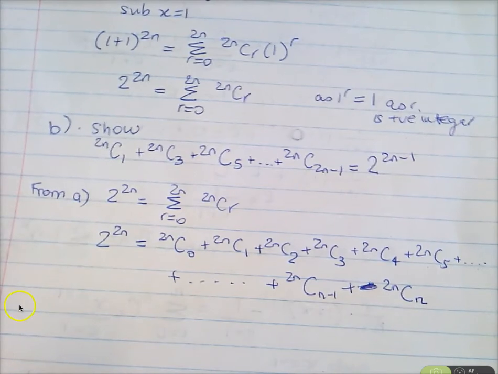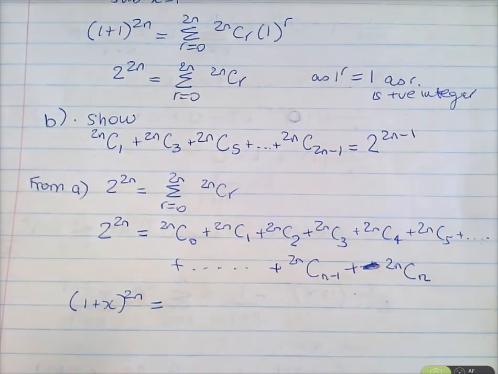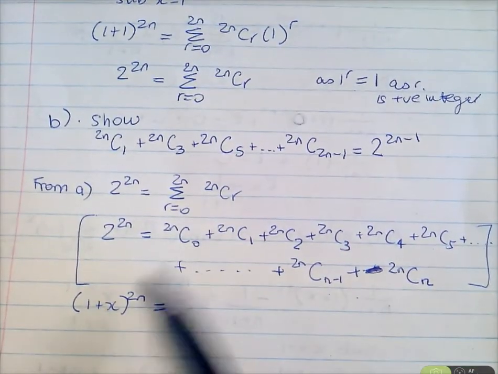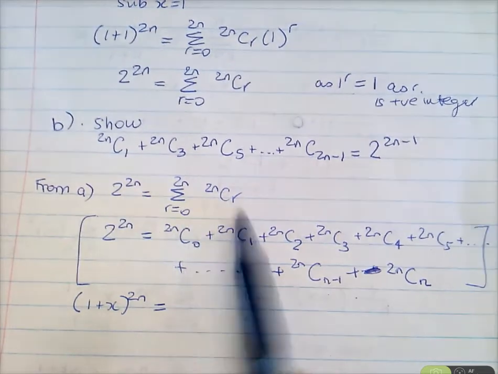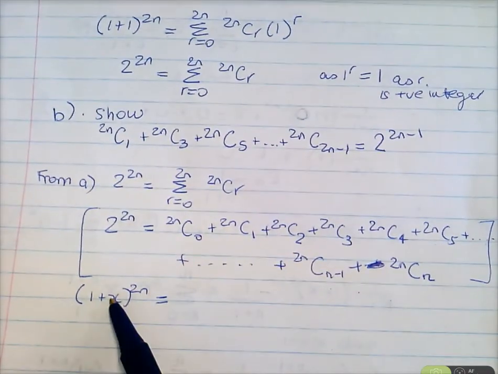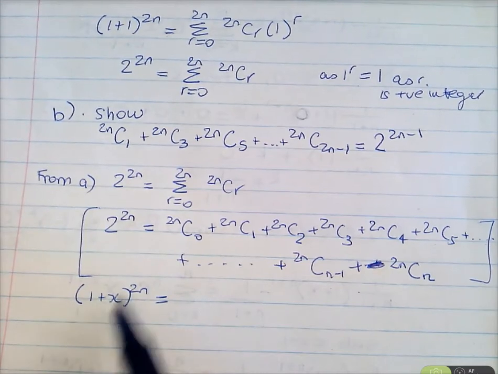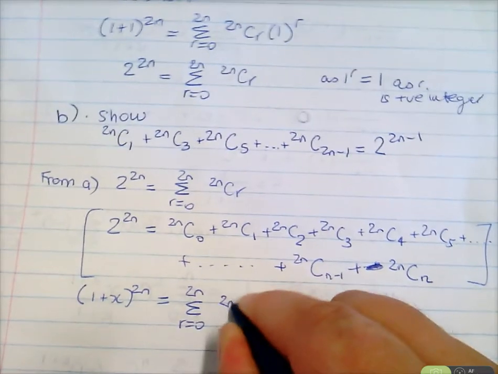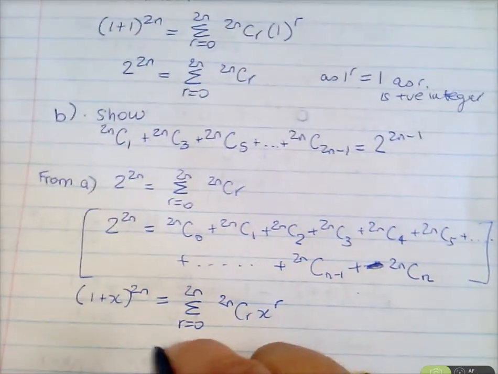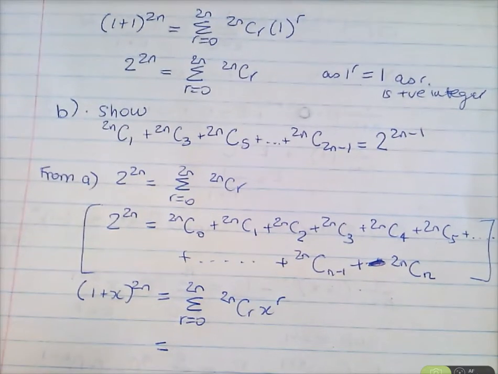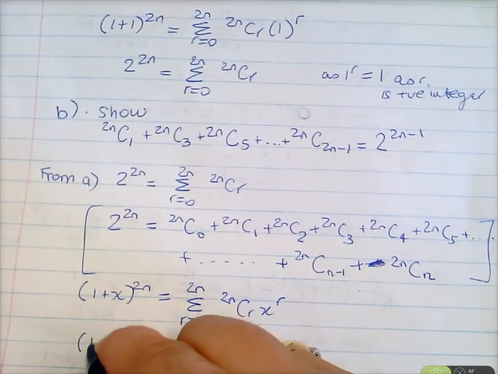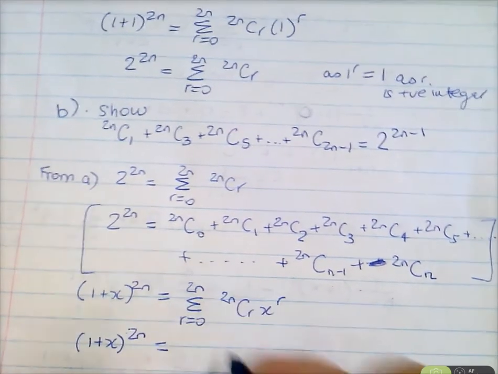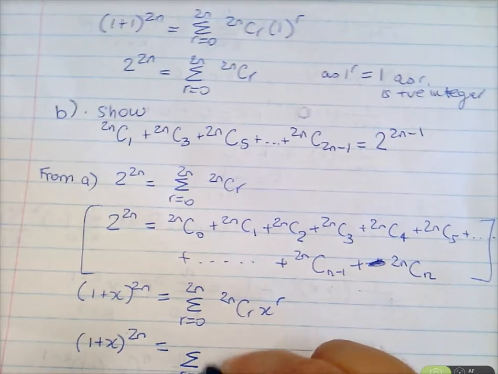I'll just pause for a sec. Just going back to the very original question, that (1 + x)^(2n) equals the sum from r is 0 to 2n of 2nCr x^r. This is what I wrote out in full, expanded. And if I actually write that out in full, I will get (1 + x)^(2n) is the sum from r is 0 to 2n.